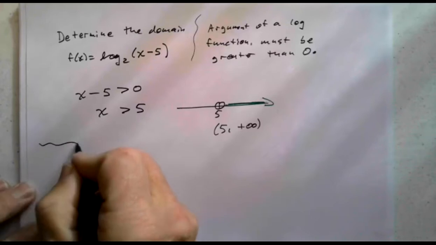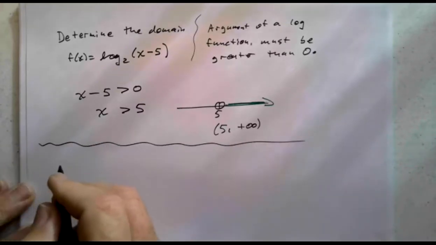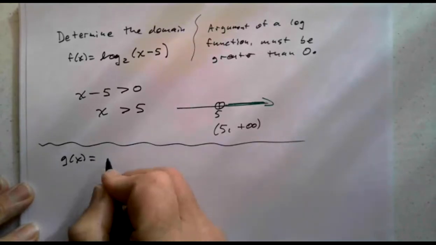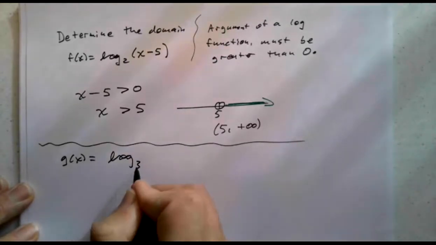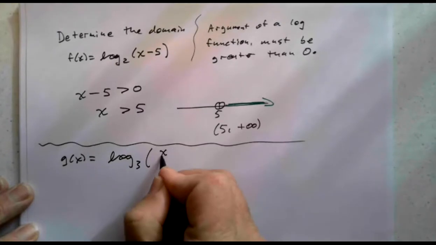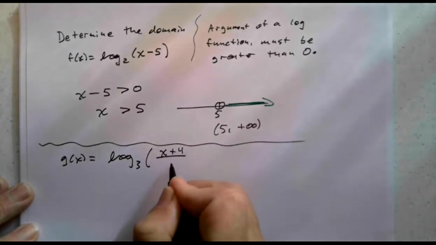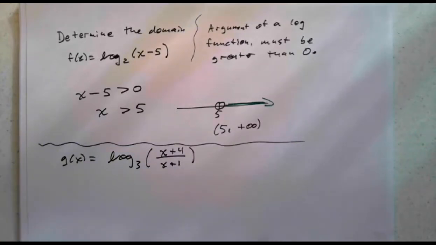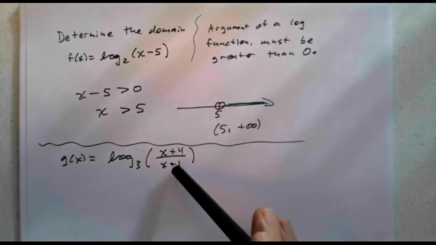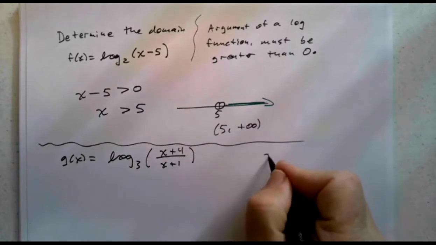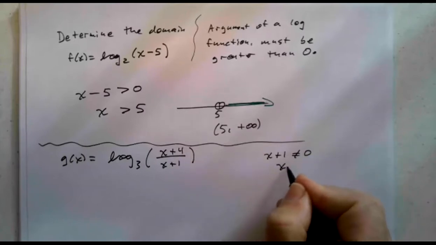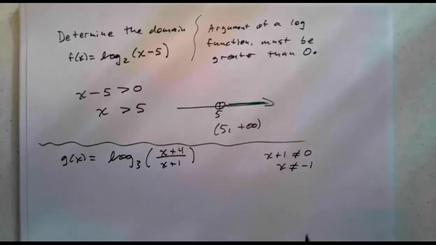Let's determine the domain of the next one. So same issue. What is the domain of the following function? Log base 3 of x plus 4 over x plus 1. So if I'm looking at this, what am I thinking about? Well, the denominator cannot be 0. x plus 1 cannot be 0, so x cannot be negative 1.